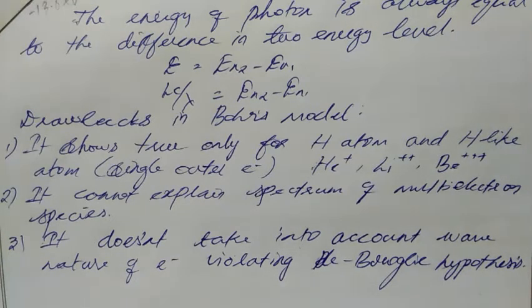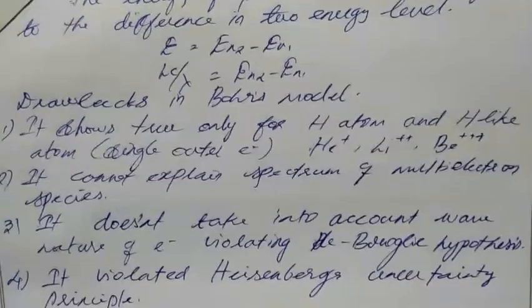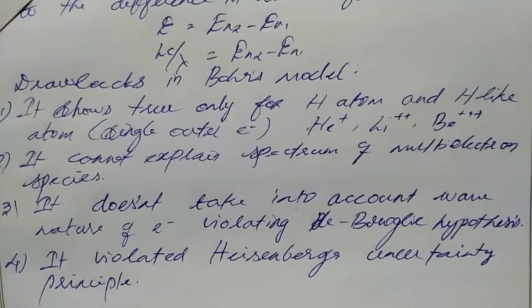Then it also violates Heisenberg's uncertainty principle. Heisenberg's uncertainty principle means we cannot find the position as well as the momentum of an electron simultaneously. Either we can find the position or we can find the momentum. It is not given very elaborately in your book.